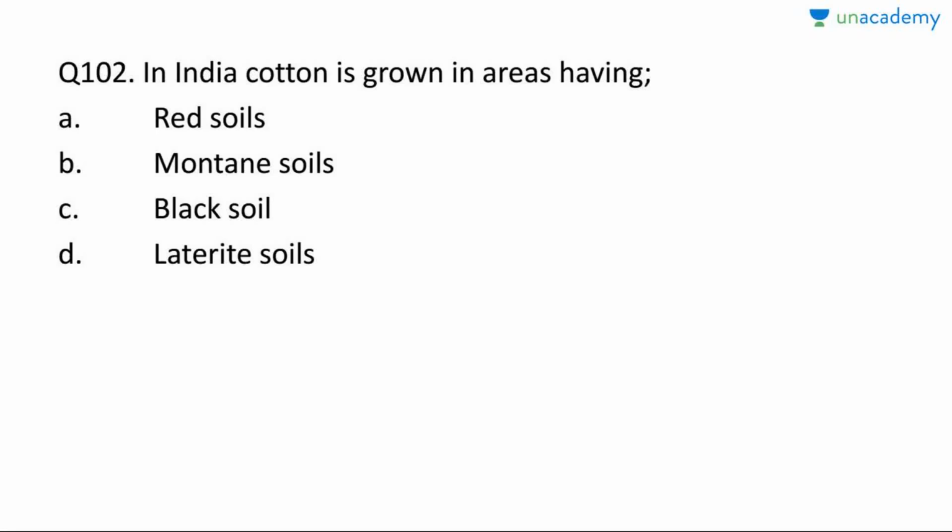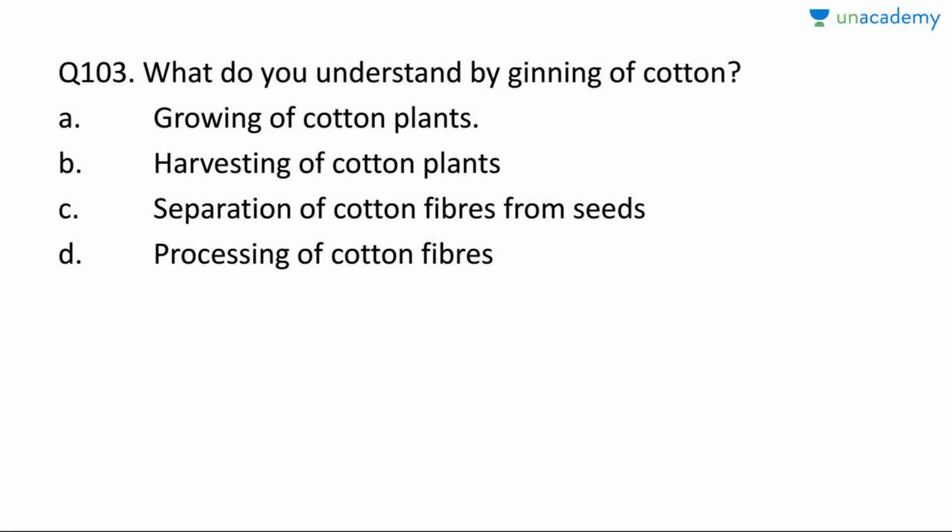In India, cotton is grown in areas having which of the following? So cotton is typically grown in Deccan Plateau region, where the soil is black soil. Okay. So answer here is C. So 102 is C. So cotton is grown in areas which have black soil.